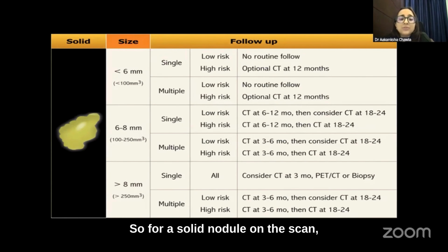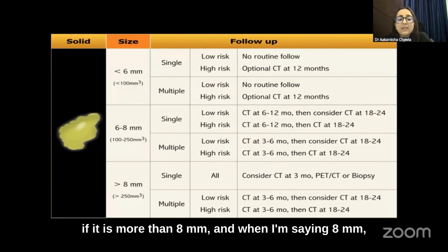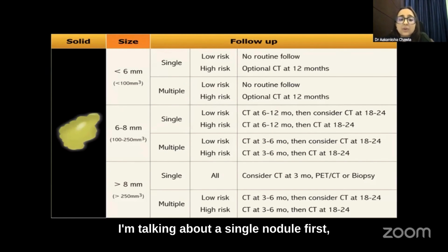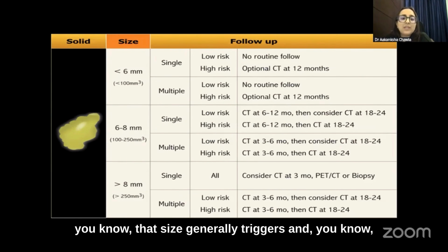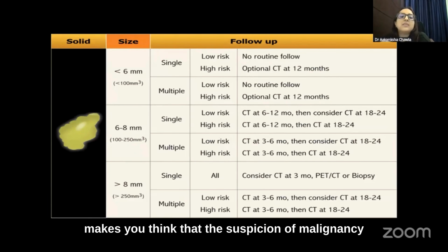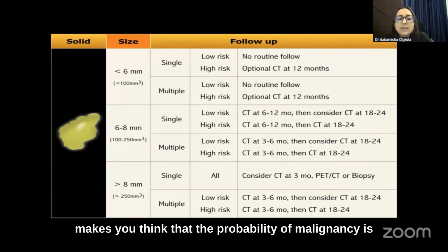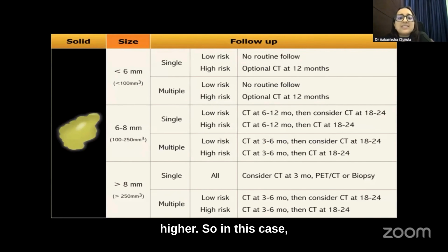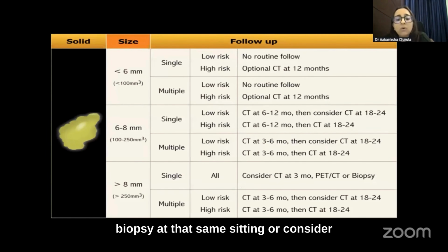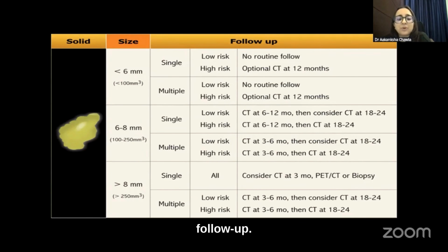it is easier to understand what size you really need to follow up and when. So, for a solid nodule on the scan, if it is more than 8 mm, and when I'm saying 8 mm, I'm talking about a single nodule first. A single nodule of more than 8 mm, that size generally triggers the suspicion of malignancy, and in a characteristic patient with a history, it makes you think that the probability of malignancy is higher. So in this case, you should consider either doing a PET CT or biopsy at that same sitting, or consider a CT at 3 months for the follow-up.